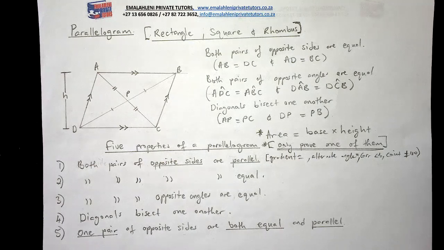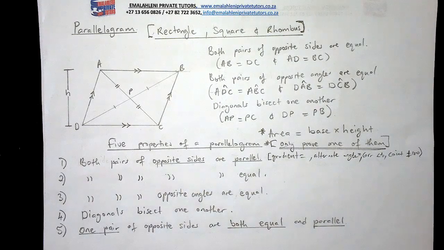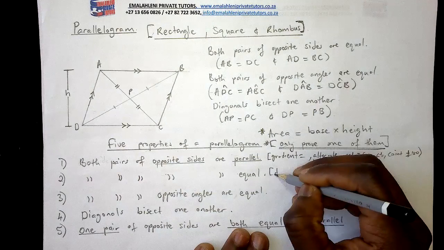Now let's also look at another point, that both pairs of opposite sides are equal. This is the same as above. Now what do you use here? You use the distance.